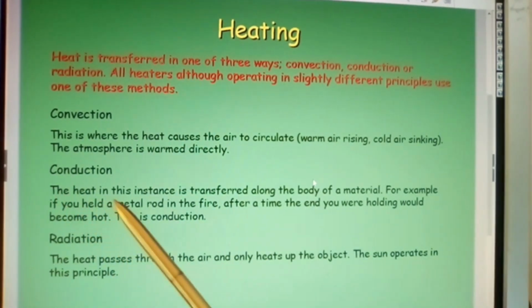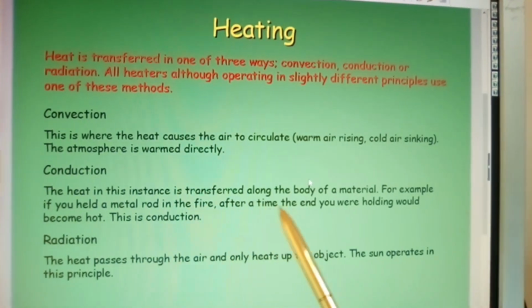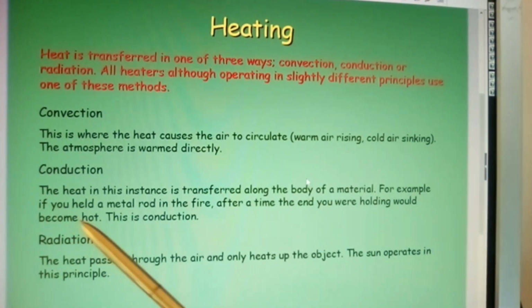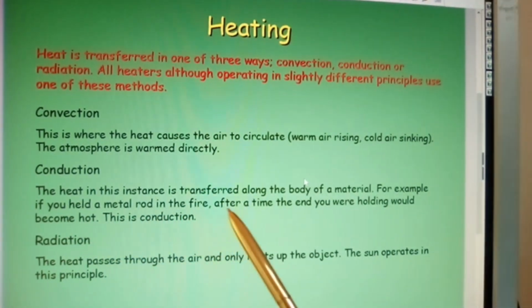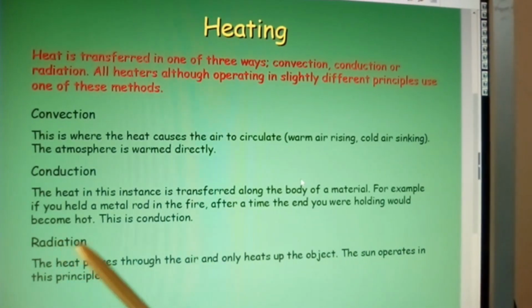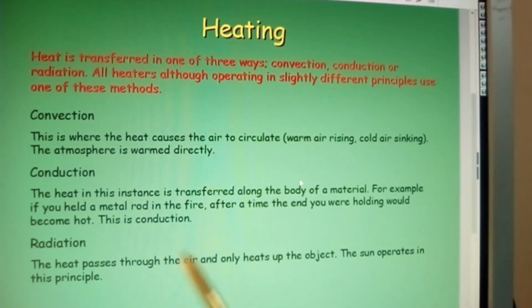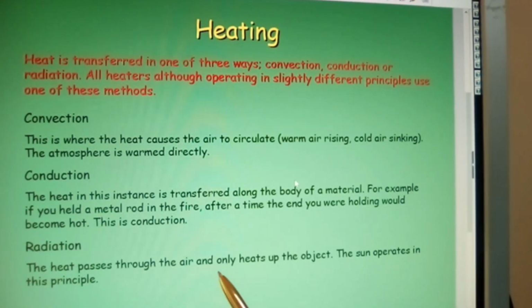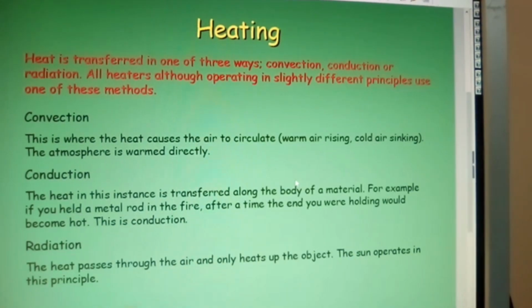Conduction. The heat in this instance is transferred along the body of a material. For example, if you held a metal rod in the fire, after a time the end you were holding would become hot. This is conduction. Radiation. The heat passes through the air and only heats up the object. The sun operates on this principle.